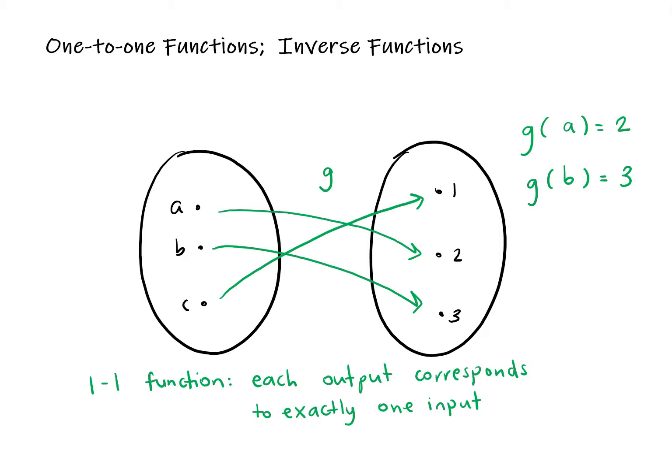Notice because each output corresponds to exactly one input, I could ask the question, G of what number gives me 1? And you, for certainty, could say, well, that is G of C. That's an awkward way of writing that question, though. So we're going to go into how to better ask that question.